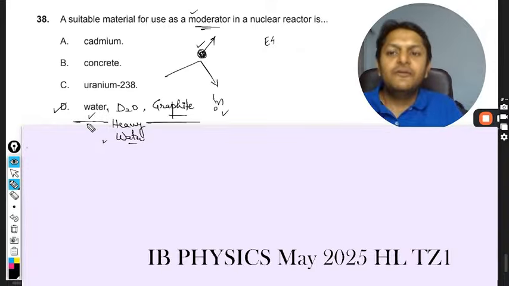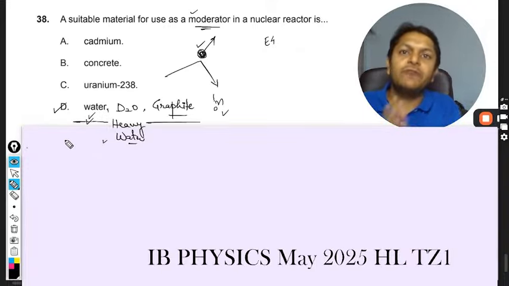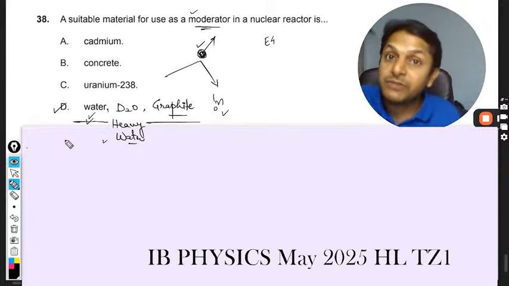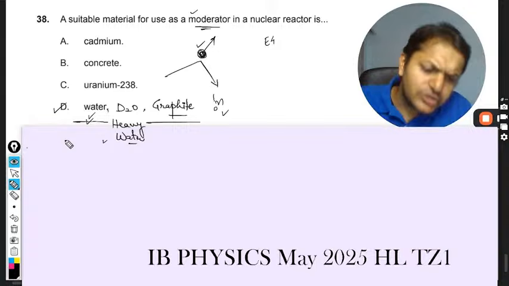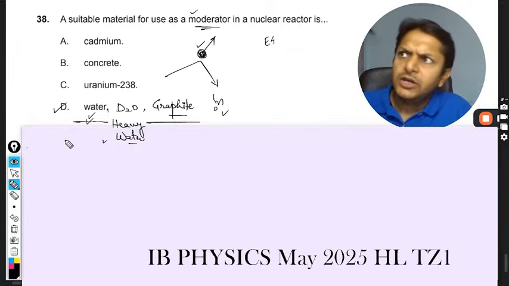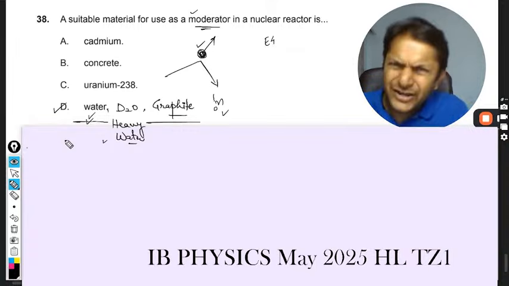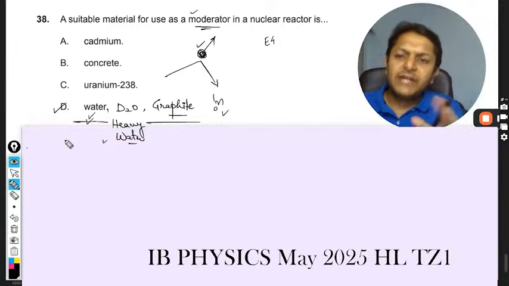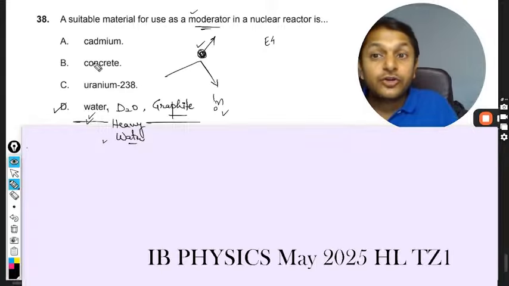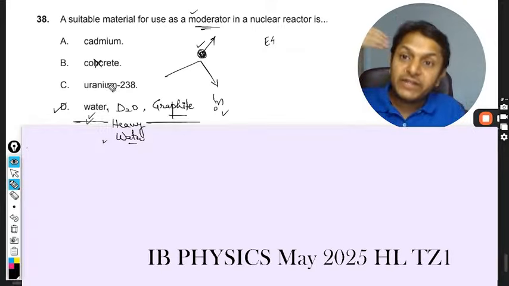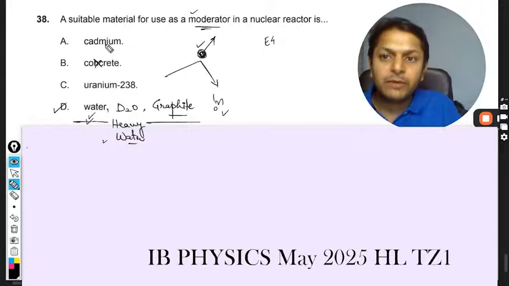Of course, when we can use water as the moderator, why would we look for some other material? First of all, there are other materials that you can use: beryllium, hydrogen, deuterium. But anyways, usually we use these three. And concrete, of course, cannot be used because it is completely solid. Cadmium, I'm coming to cadmium.